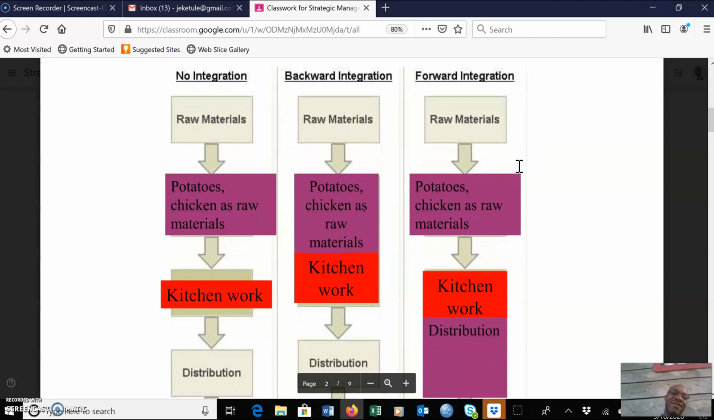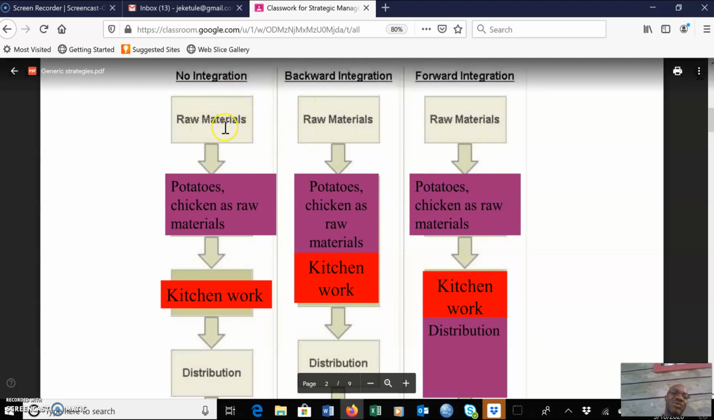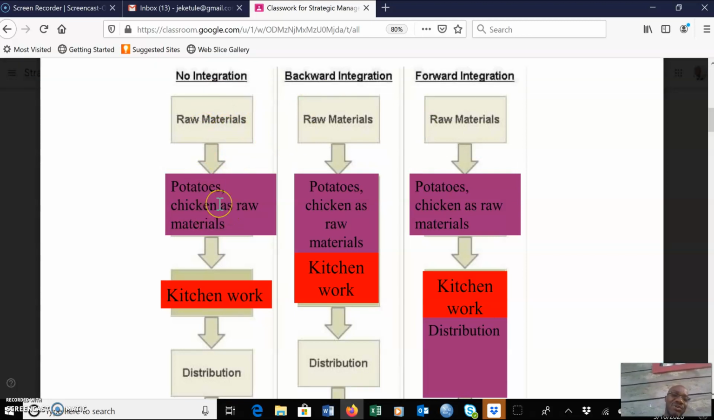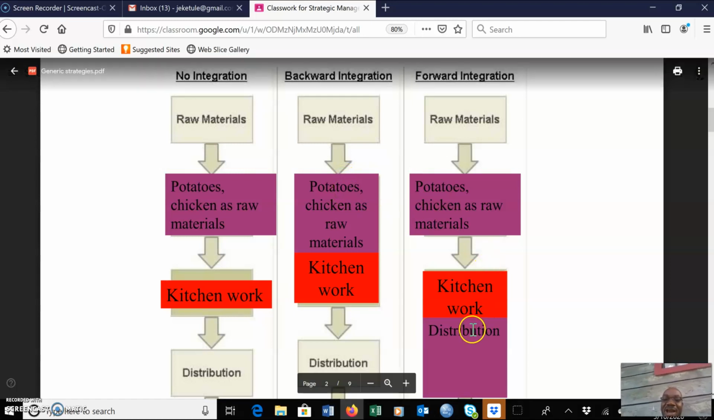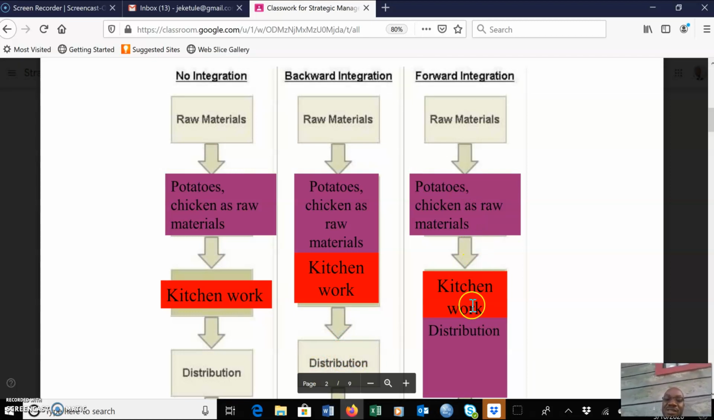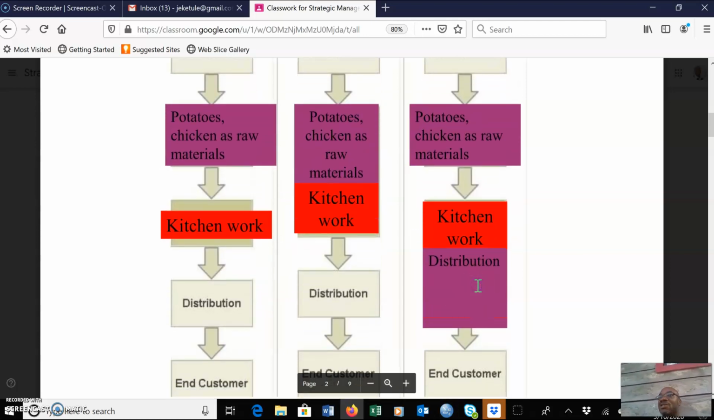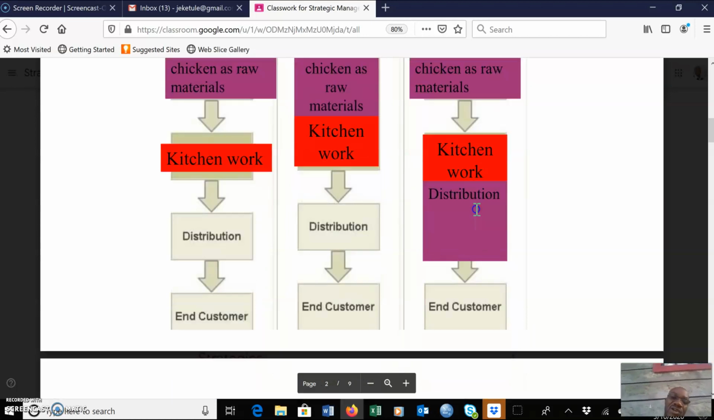Now, perhaps just to explain that scenario. In scenario number one, when we have said no integration, we have the raw materials, the potatoes, chicken, and so on. The role of this organization was kitchen work, so cooking. If they now take the responsibility of planting potatoes and raising chicken, then they are doing backward integration. And when they didn't have anyone to distribute, and they now take the responsibility of the distribution network, the responsibility of the retailer, that is forward integration.